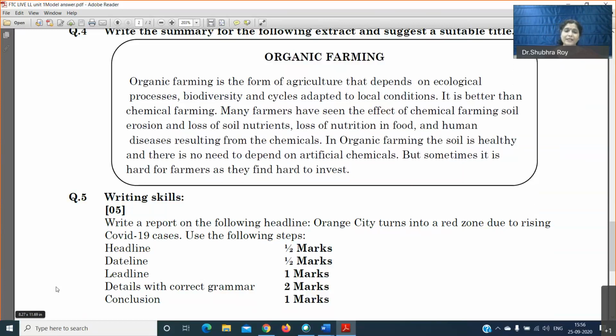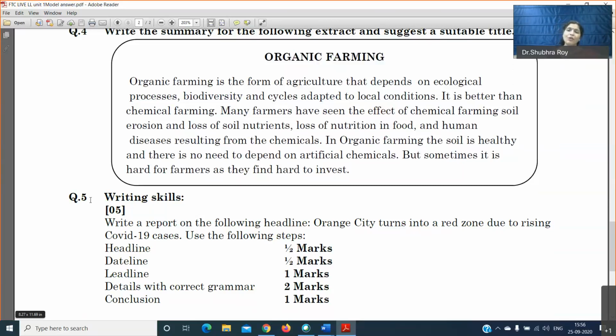Okay, you can give it like this. So there should be a good conclusion for giving you marks. So there are 5 marks which are divided like this. Headline, dateline carries half a mark each. Lead line carries 1 mark. Details with correct grammar 2 marks, and conclusion with 1 mark. So this is how you write a report.